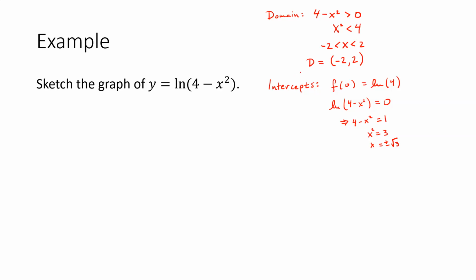Now the next thing I might want to consider is how it's behaving as x gets close to 2 or as x gets close to -2. How is the function behaving near those endpoints of its domain? So let's suppose we're taking the limit as x approaches 2 from the left, because we know it can't approach from the right. So, right, our domain is only between -2 and +2. So if it's approaching 2 here, it can only approach from the left.